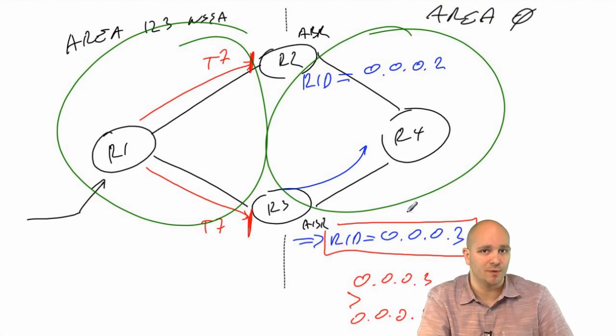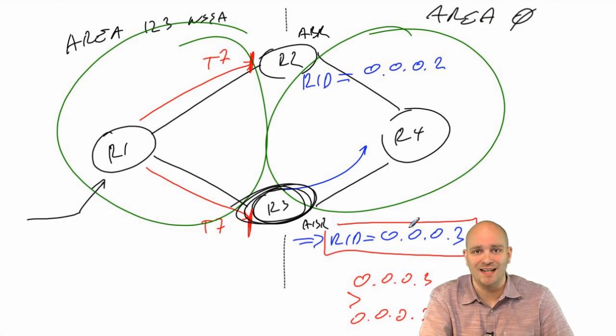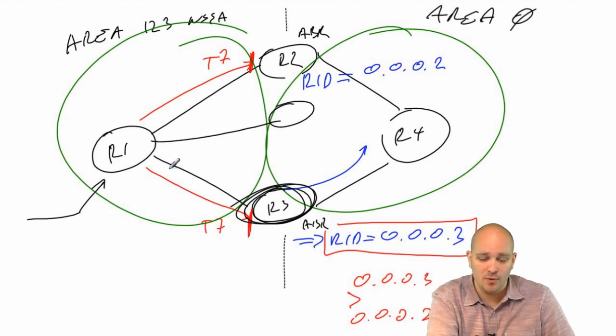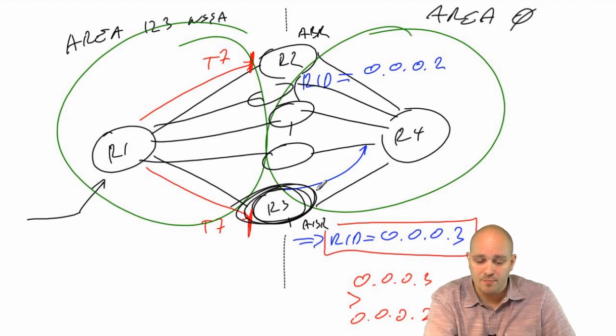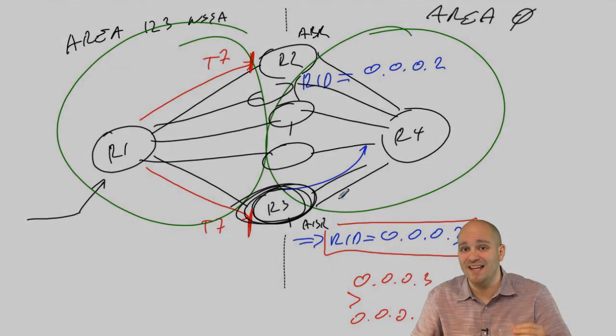and they're going to have this simple selection of who is going to be the translating ABR. So only the router with the highest router ID of all the ABRs will do it. Even when we have multiple ABRs here, let's say that all of these were ABRs, only one of them will be performing the translation, the one with the highest router ID.